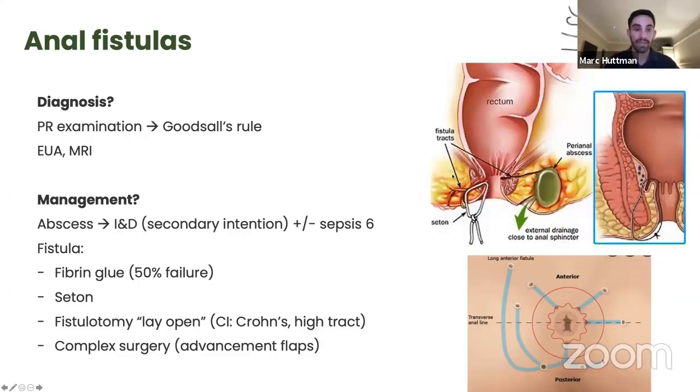It's also contraindicated in Crohn's because there's too much inflammation, and we've mentioned high tract, i.e. what I just talked about a second ago. Again, advanced flaps, it's the last line, but it's all very specialist stuff.